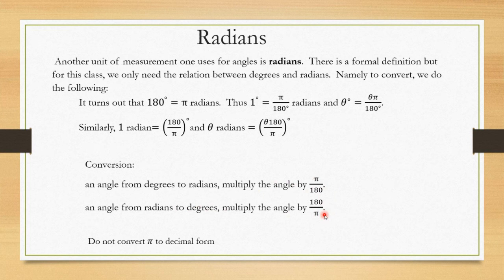Now, it is tempting to write pi out in decimal form. Don't do that with radians. Also, I know I put the degree symbol up here, but I didn't put it here. It's really good to make sure that when your angle's in degrees, you write the degree symbol. I didn't do that here, but you really want to make sure you do that.